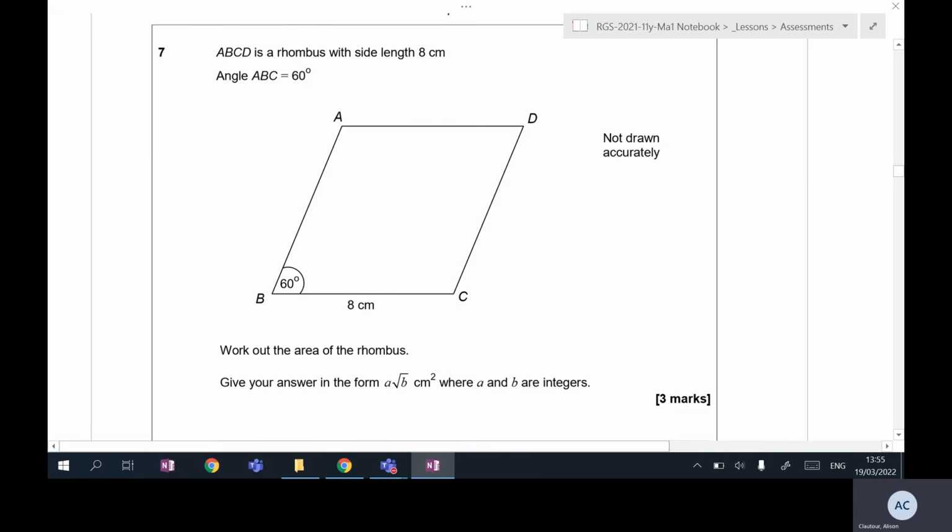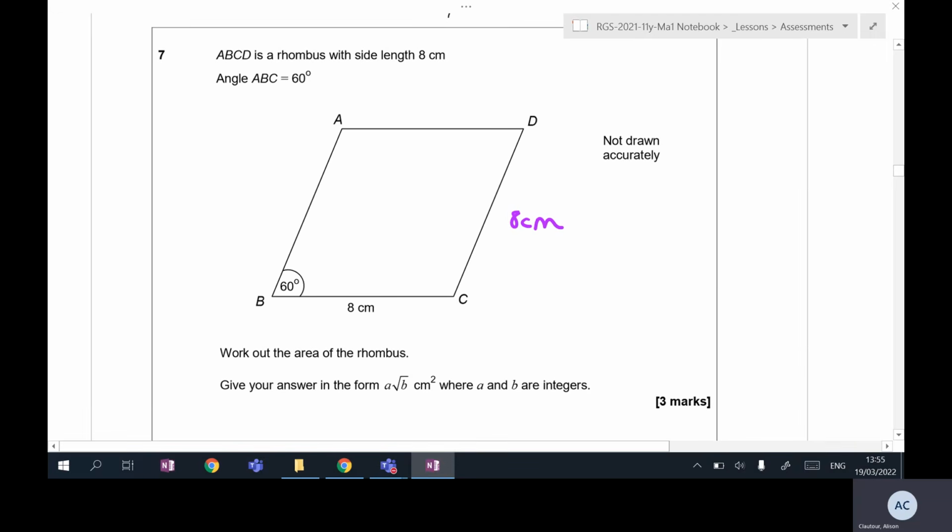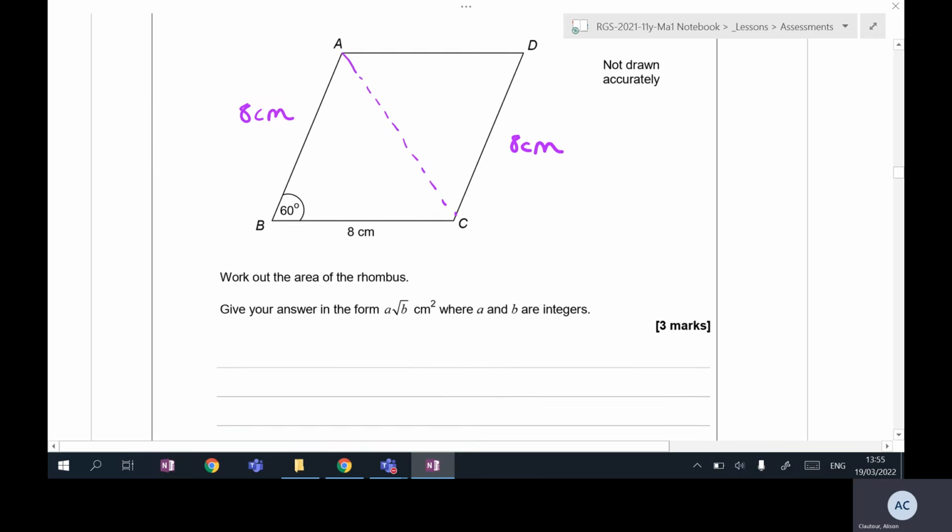For number 7, trying to work out the area of this rhombus. So we've got a side length of 8. Remember the properties of a rhombus, so it's a parallelogram where all the sides are the same, so that means they're all 8. We've got an angle of 60 degrees. And we're trying to find the area. So we probably want to cut it into 2 triangles. So remember all the sides were 8. Okay, and obviously that is a line of symmetry. So you can just work out the area of a triangle and then double it.